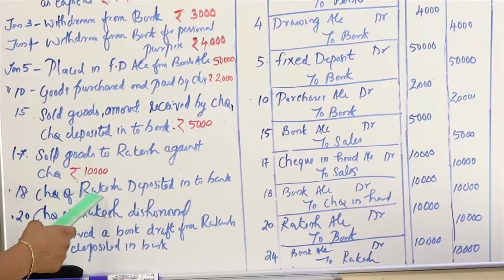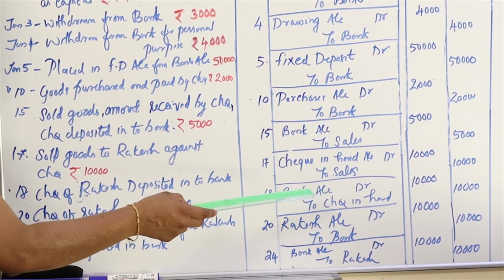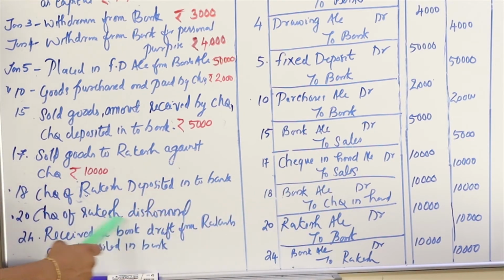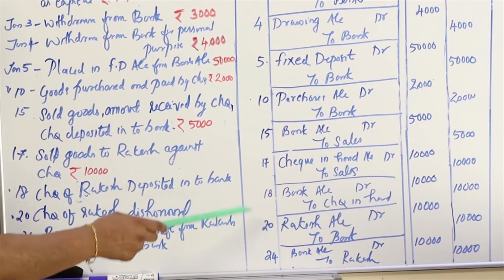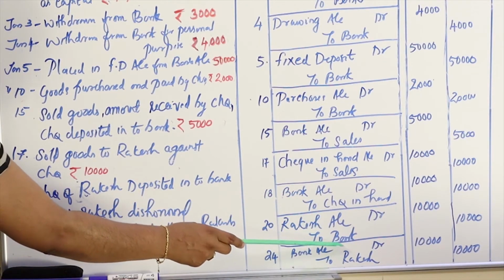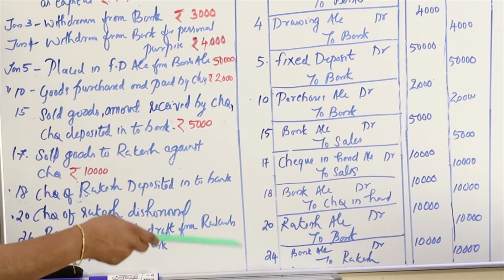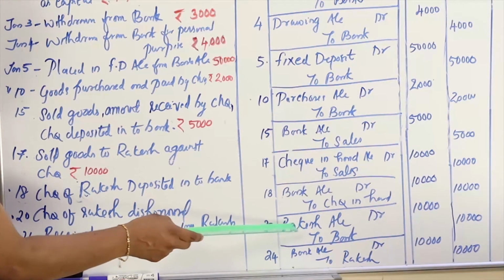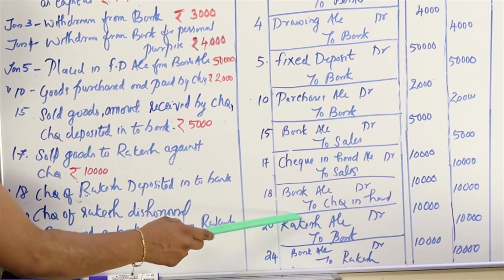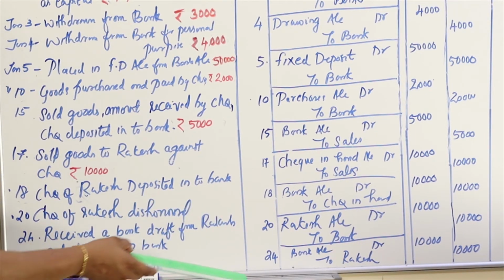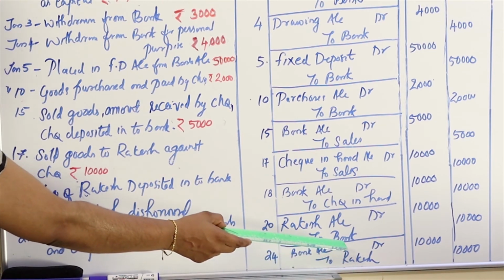Then check of Rakesh deposited next day. So then the entry is bank is increasing. When we are depositing, bank is increasing, bank to check in hand. Then check of Rakesh dishonored. So that means the bank you have to decrease because that amount is not cleared to our account, that amount has not reached our account. So this is collectible from Rakesh. So Rakesh account to bank. Then this is dishonored, that's why Rakesh gave a bank draft, again that is deposited to bank. So bank account debit to Rakesh.